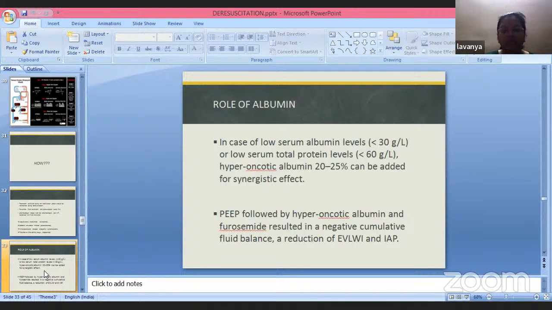from the interstitial edema, from the organ, it comes to the interstitium. And by giving albumin, interstitial edema changes to intravascular volume. And that should be removed by a diuretic, that is furosemide. So this is how they tried the PAL approach. And in some, they have done only a pilot study regarding this. It did show some negative cumulative fluid balance and it decreased the extravascular lung water index and also intra-abdominal pressure.